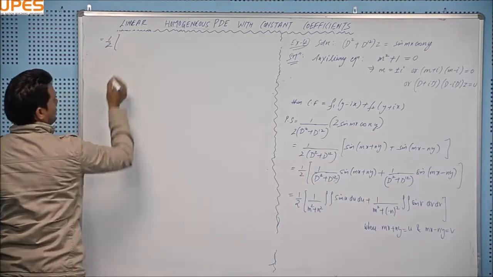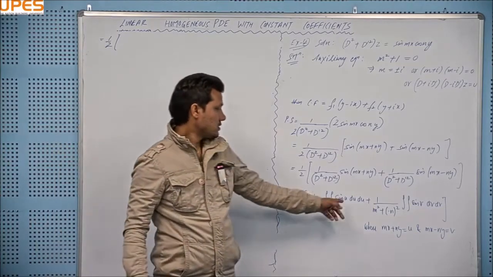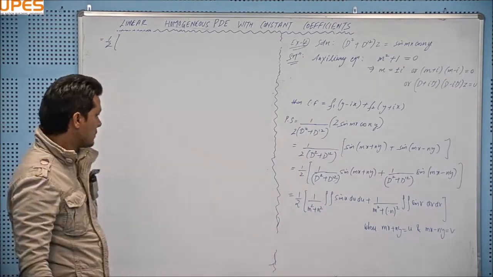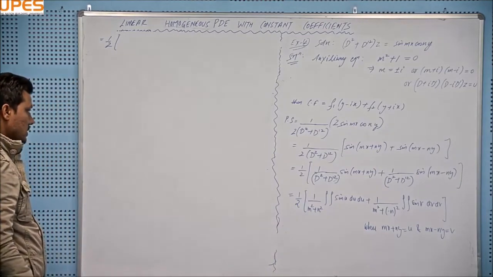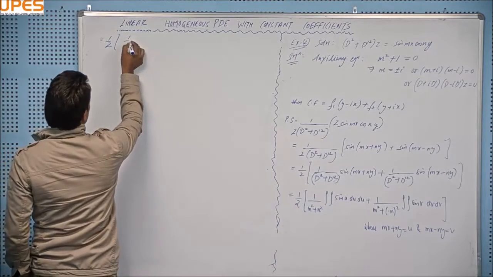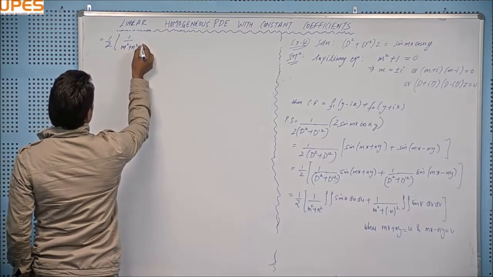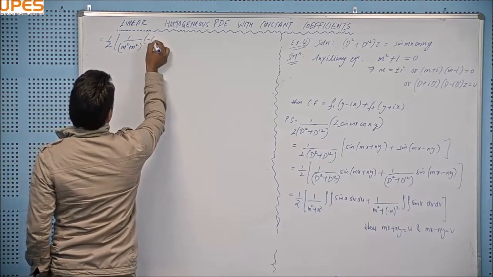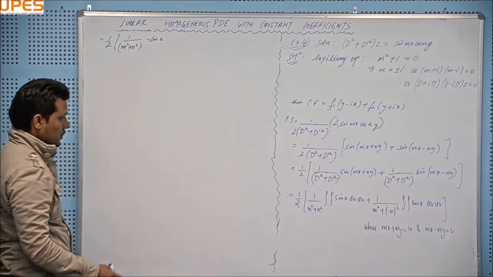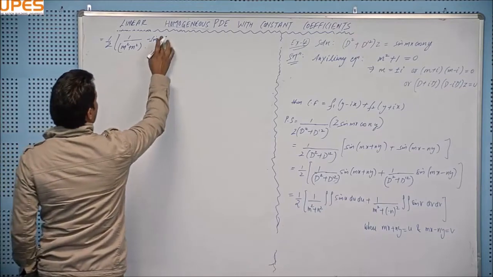One by 2 in performing integration, sine u integrated twice: one time it will become minus cos u, and then again minus sine u. Then it will become 1 upon m square plus n square and minus times of sine u, right? And what is the value of u? u is mx plus ny.